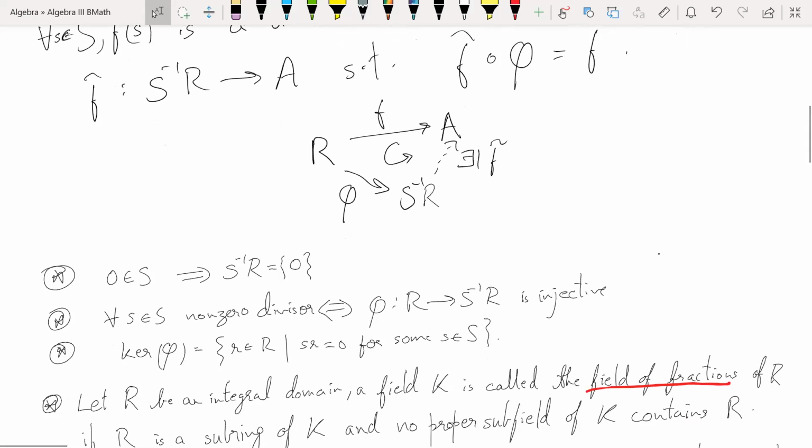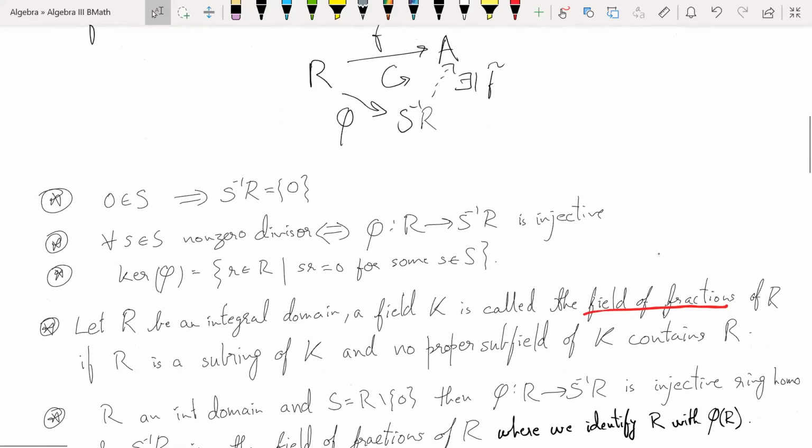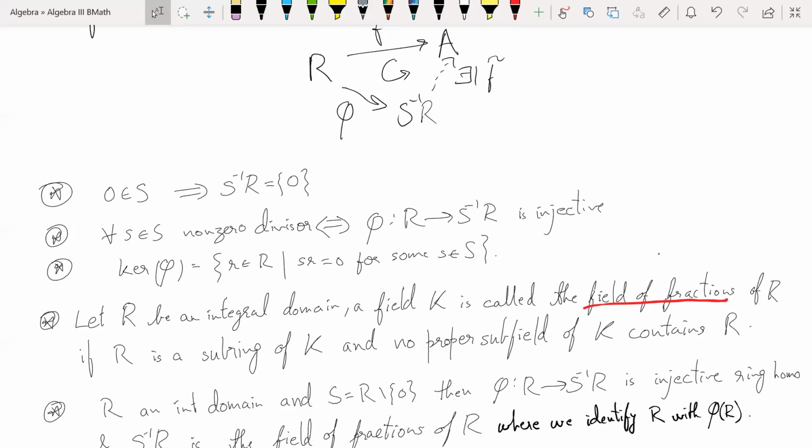Okay, and then we also defined field of fractions. I defined it somewhat vaguely, so I'll do it a little more rigorously this time. I defined it in terms of S inverse R. The best way to approach it is to define it in this way. One can define it in terms of morphism, so I'll talk about that as well. But one should think of the field of fractions as an over ring, a bigger ring containing R.